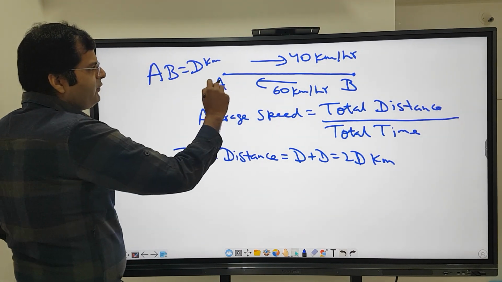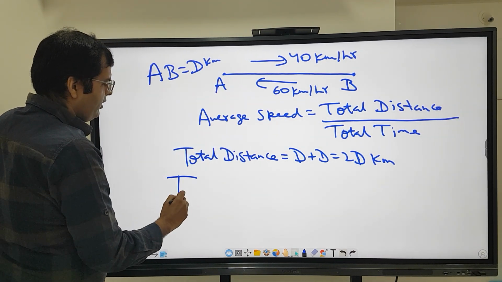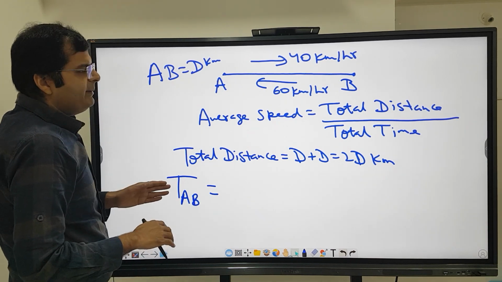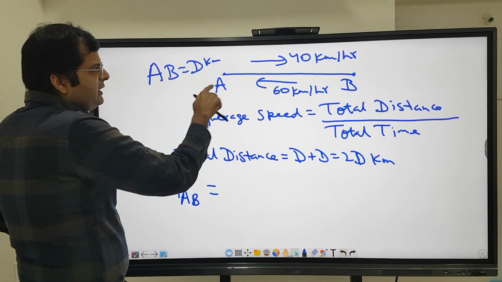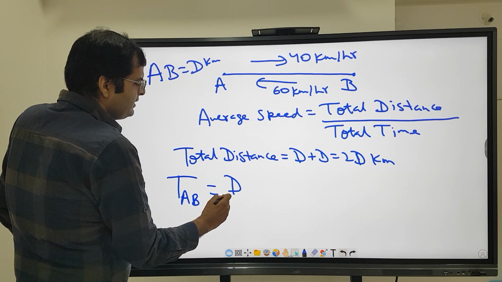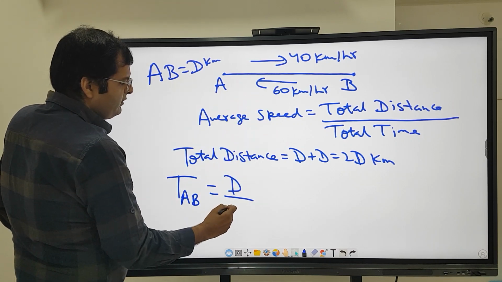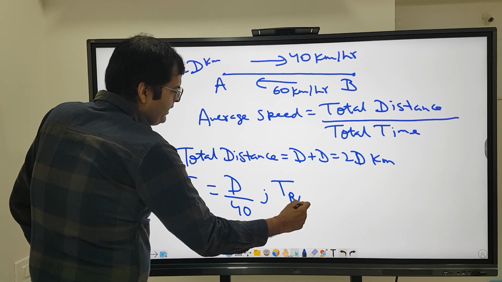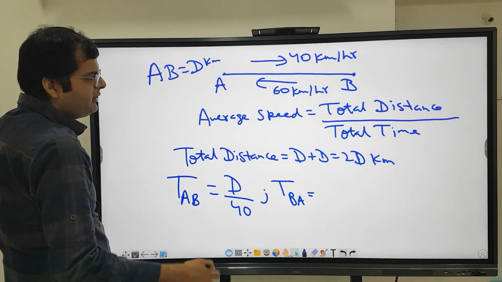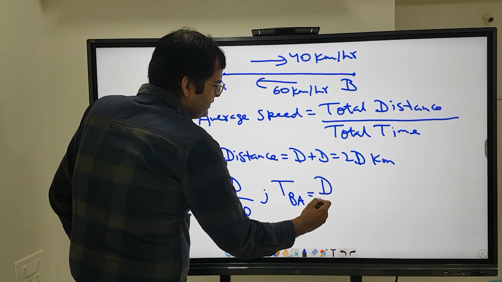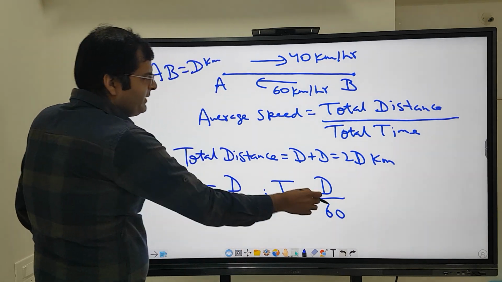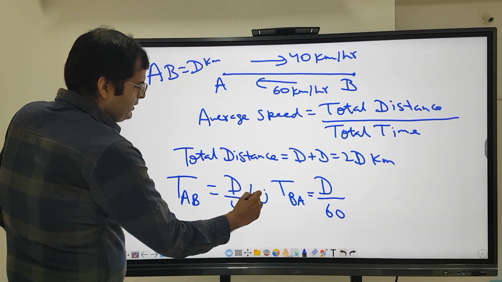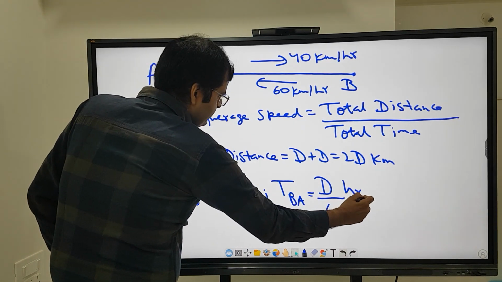Now time taken from A to B. So let me call it TAB. That is time taken from A to B. Time is what? Distance upon speed. A to B distance is d. Speed is given to be 40. And time from B to A, you come back from B to A, distance is again d. Speed is 60. So these many hours, this is an hour time. Let me write HR, that is hour.